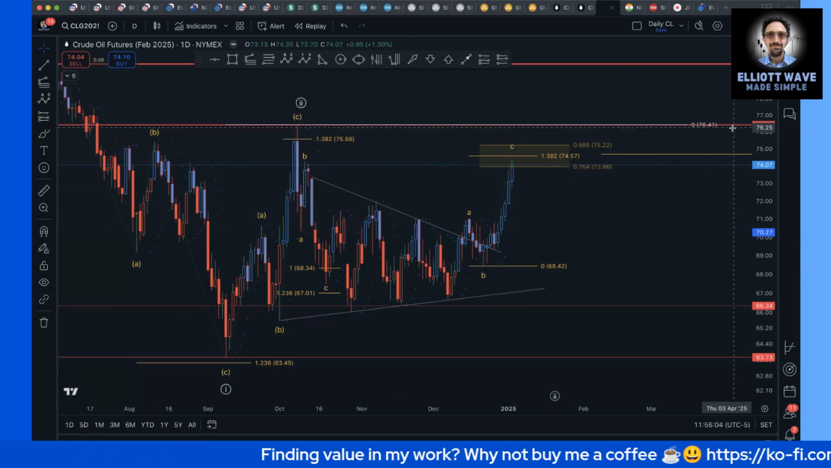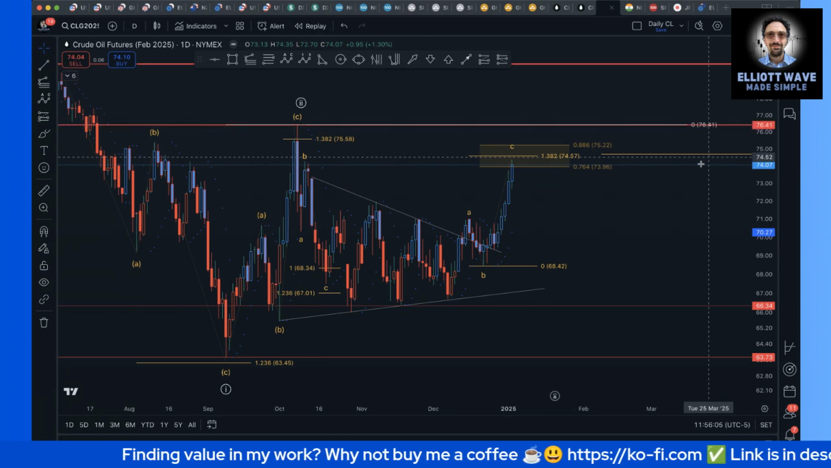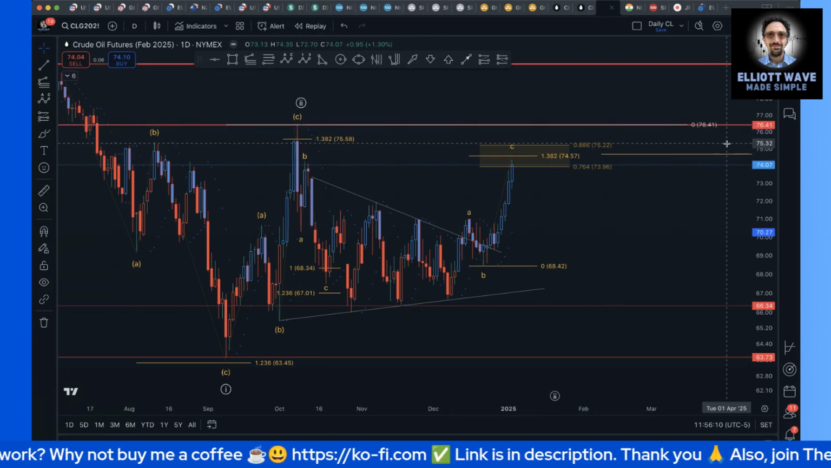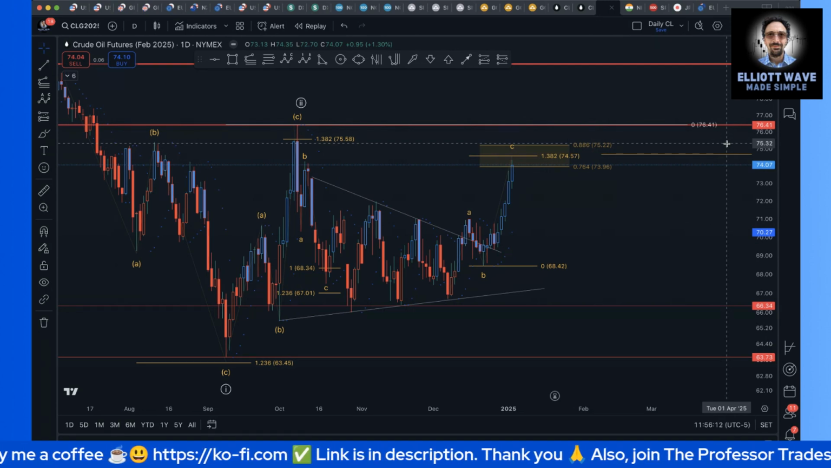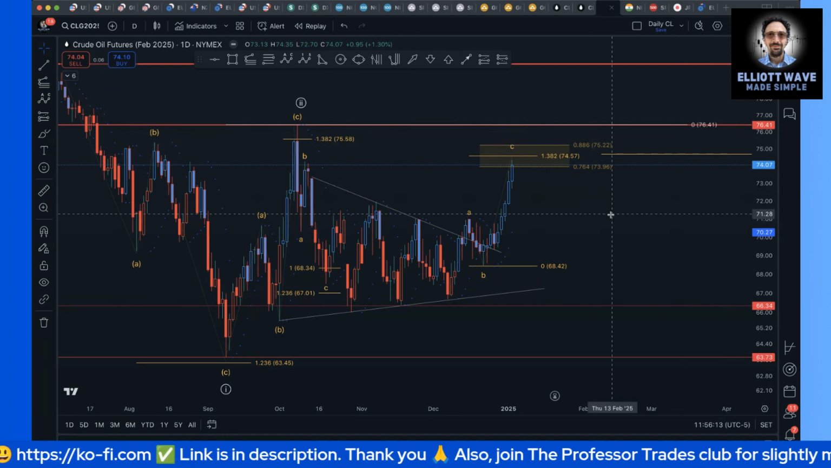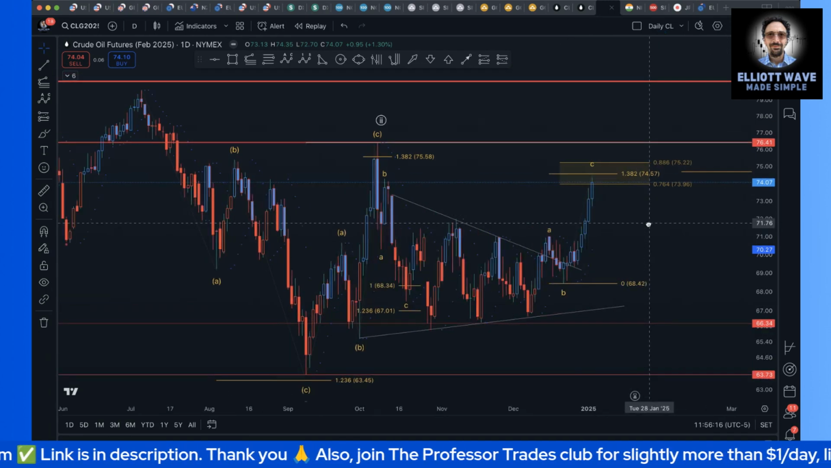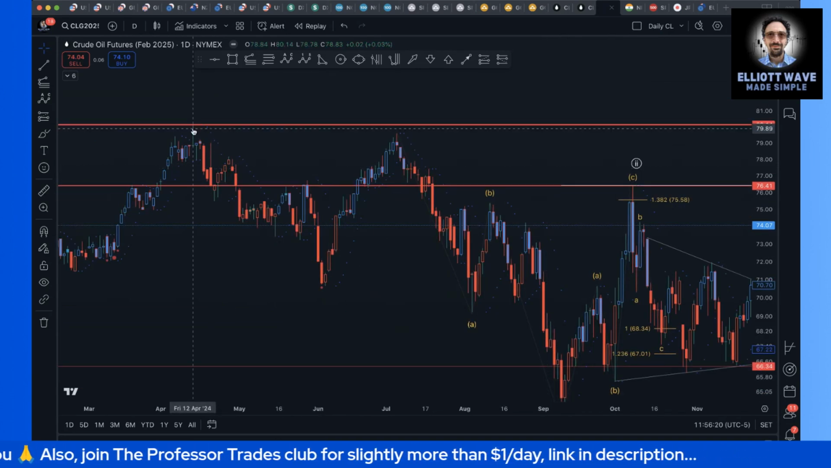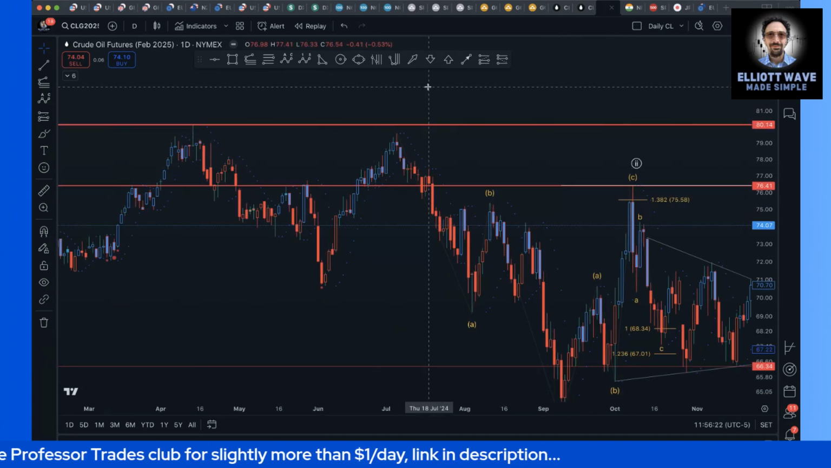76.41 is an upside parameter on this daily chart. If you're a bear like me, you do not want to see it get above 76.41. If it does, I'm just telling you now, I'm going to consider that still a B wave until it gets above this previous high on the daily chart, which is 80.14.